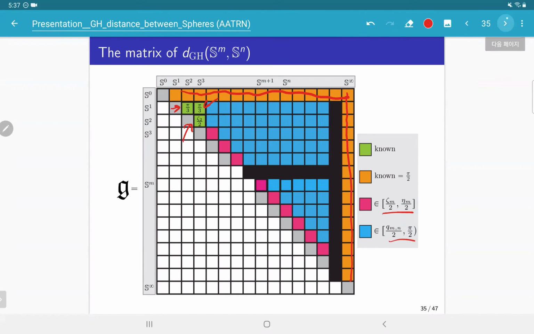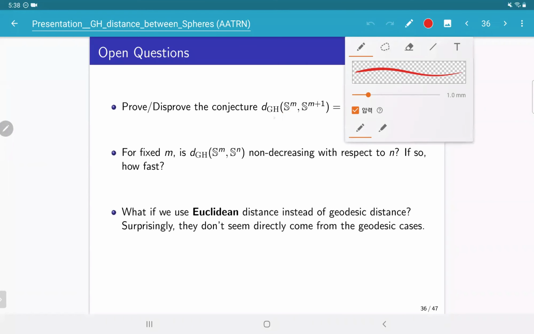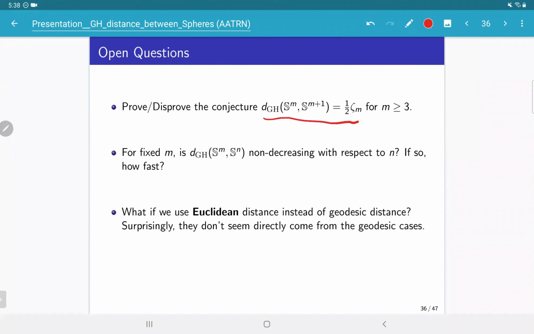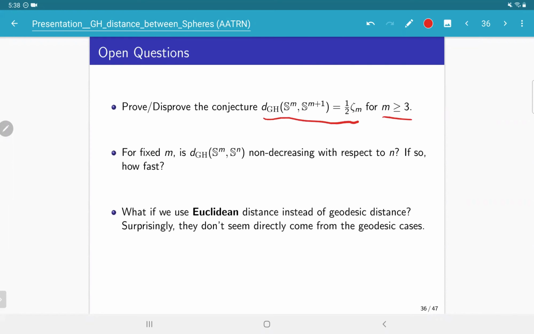So there are quite a lot of open questions, obviously. One thing I'm most interested in is just proving or disproving this equality: the Gromov-Hausdorff distance between Sm and Sm plus 1 is 1/2 times zeta sub m. We all know that this is true when m equals 1 and 2, but when m is greater than or equal to 3, can we say it is true? Can we compute the exact value for that? I would be very happy if we can do that.